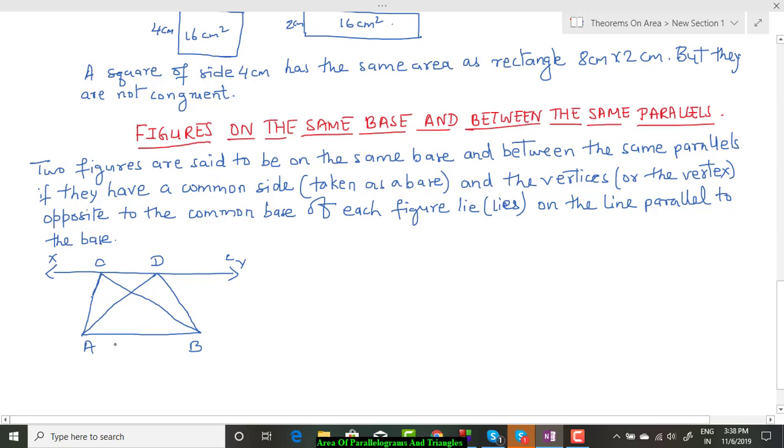They are on the same base AB, right? Their base is AB, and between the same parallels AB and XY. So this XY is the parallel of AB. Fine. I hope you understood, right?